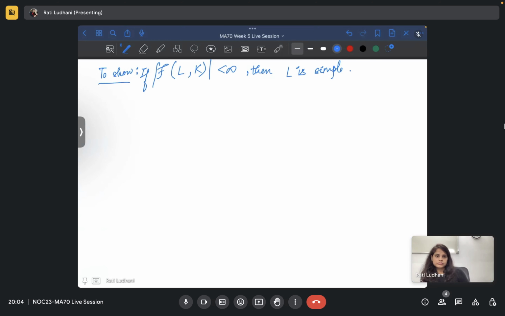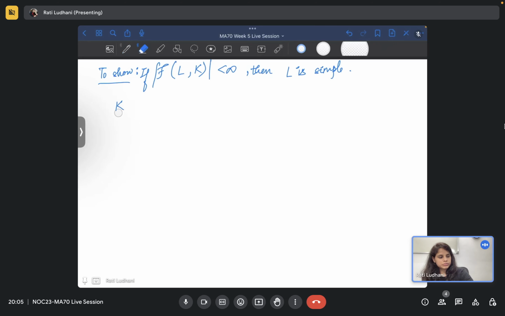One side we have proved. It was an if and only if condition. One implication we have already done. Exactly. So we need to prove this part now. So let's take the first condition.